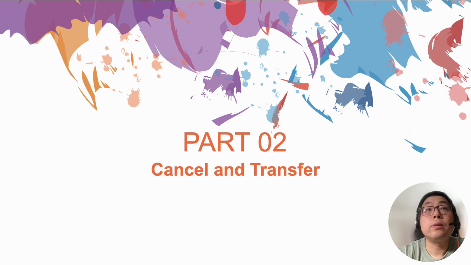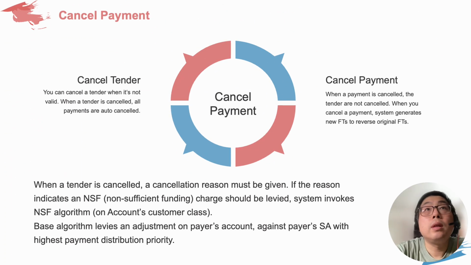Cancellation and transfer. Okay, so we talked about tender last time. We talked about payment. You can cancel a tender. If you cancel a tender, all the payments underneath the tender are automatically canceled. If you cancel a payment, the tender is not canceled. And when you cancel a payment, as we saw, it will generate a financial transaction to reverse the original financial transaction.